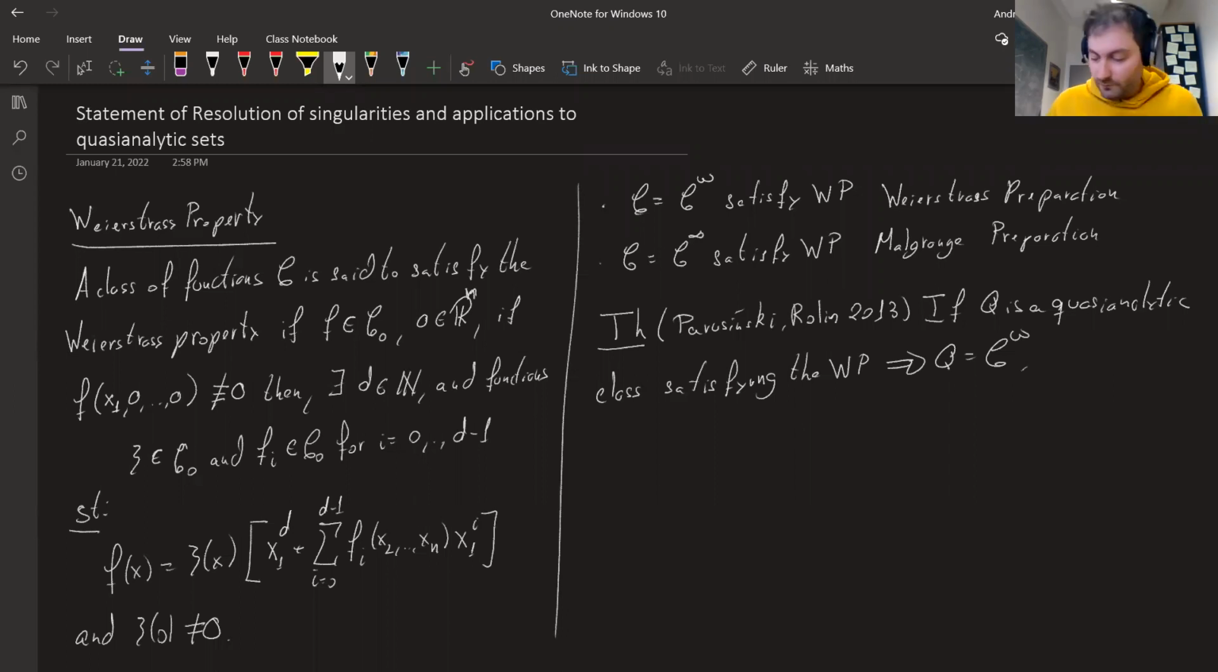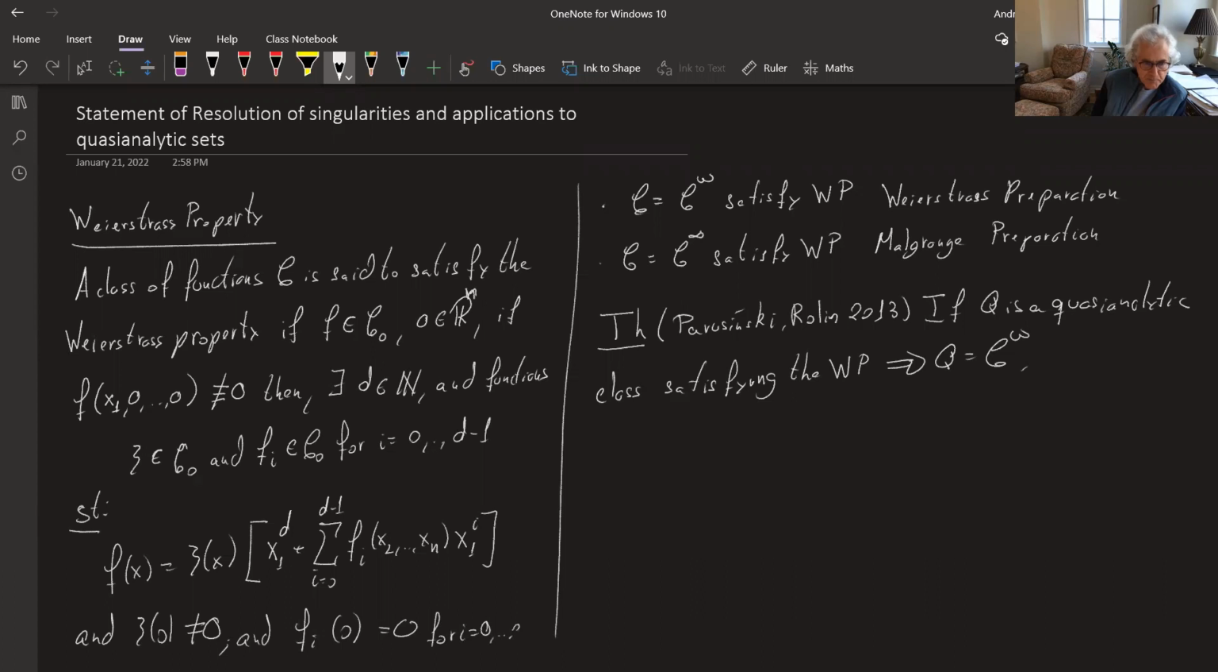If you recall how, yep. Sorry, do you want to assume in your formulation of the Weierstrass property that these coefficients f_i vanish at 0? Oh, I do. Thanks. For i equals 0 to d minus 1. Thanks, I do want that.